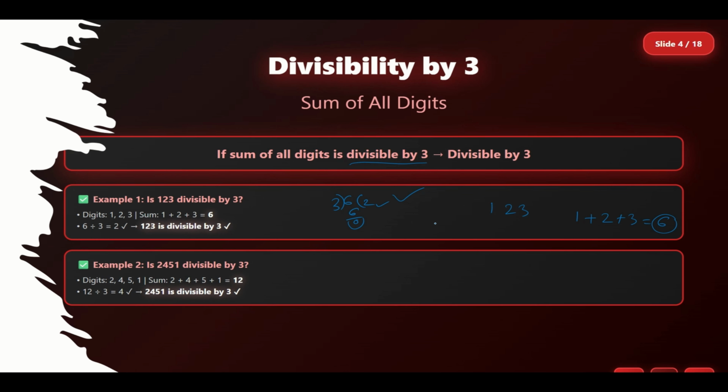One more example, and this is a big number, 2451. Add the digits, 2 plus 4 plus 5 plus 1. All these digits sum up to 12. Is 12 divisible by 3? Yes, of course. 12 is divided by 3. We get 4 as the quotient and the remainder is 0. Therefore, 2451 is divisible by 3. Remember the challenge I gave you at the beginning? This is how you solve it. Mind blown, right? Perfect. Moving on to the divisibility by 4.